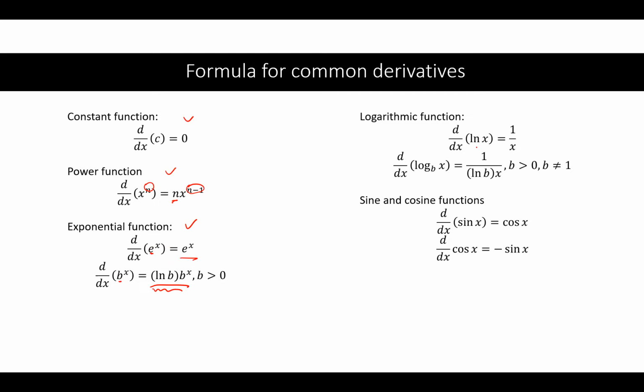Logarithmic function: if we're taking the derivative of ln of x, then it's the inverse, it's 1 over x, right? So this is the result. Then if the base becomes b, then we have an extra term here, 1 over ln b, right? This is something to keep in mind. If we look at the sine and cosine functions, the derivative of sine x becomes cosine x, and the derivative of cosine x becomes the negative of sine x. So this is special, a negative sign to pay attention to here.